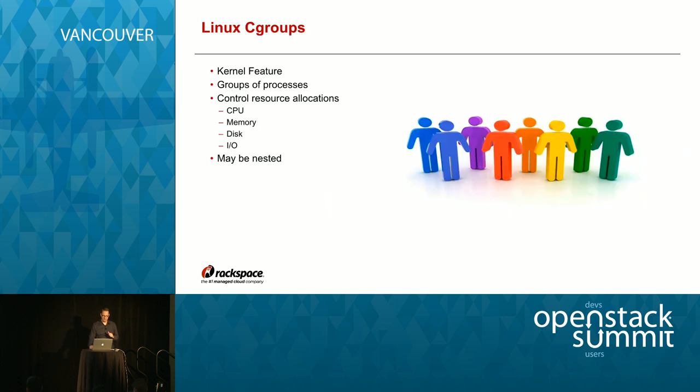So a C group is a feature of the Linux kernel. It's a way for the kernel to group processes so that you can control how much of the system resources they can consume. So things like how much CPU they consume, how much memory they can allocate, how much disk I/O or network I/O they can do. And these can be arranged in a hierarchy. So you can have a C group that contains another C group.